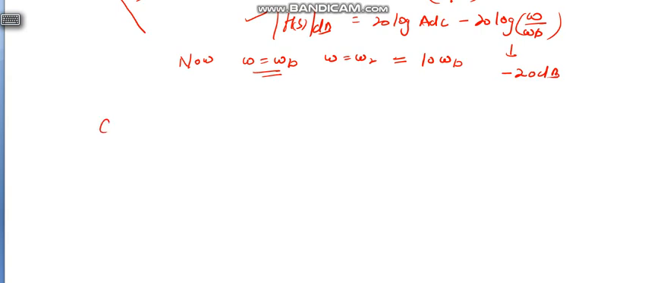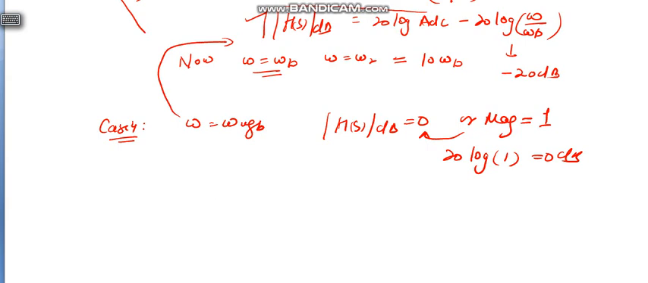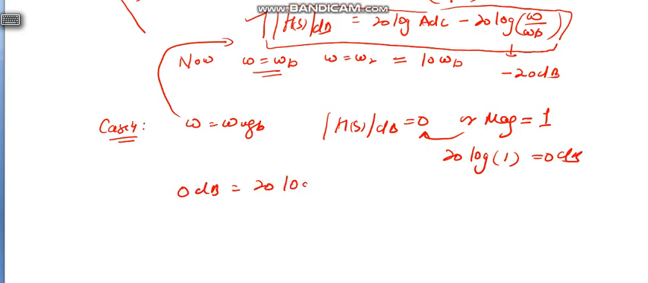Now let's consider case 4, when omega equals omega UGB. It means our gain H(s) in dB equals 0, because at this frequency our magnitude is 1. What does this mean? Because 20 log of 1 comes out as 0 dB. So if we put these values in this equation, then what we will get? 0 dB equals 20 log ADC minus 20 log omega UGB upon omega p.